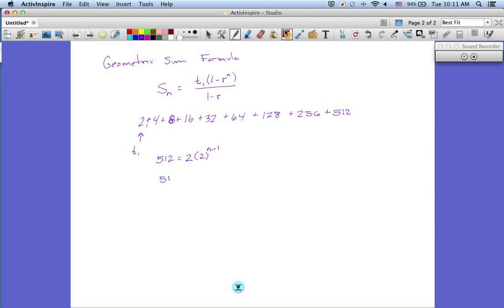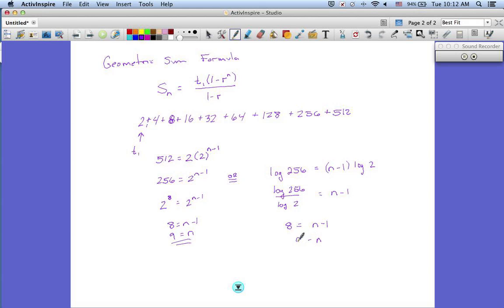Well, 512, let's actually divide that by 2 and make that a 256. 256 equals 2 to the n minus 1. Now at this point, you can do logs if you'd like, or you can say, hey, this is a power of 2. This is 2 to the 8th equals 2 to the n minus 1. So 8 equals n minus 1. So n equals 9. Okay, or again, you could have used logs and said that the log of 256 equals n minus 1 times the log of 2. N minus 1 equals log of 256 over log of 2. And that undoubtedly will come out to 8 on your calculator. And n would equal 9.